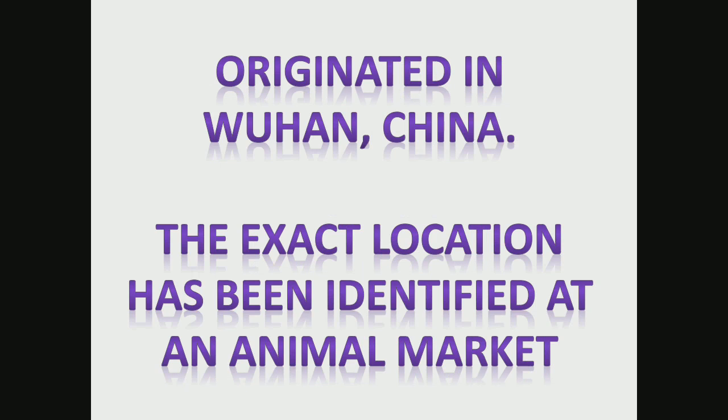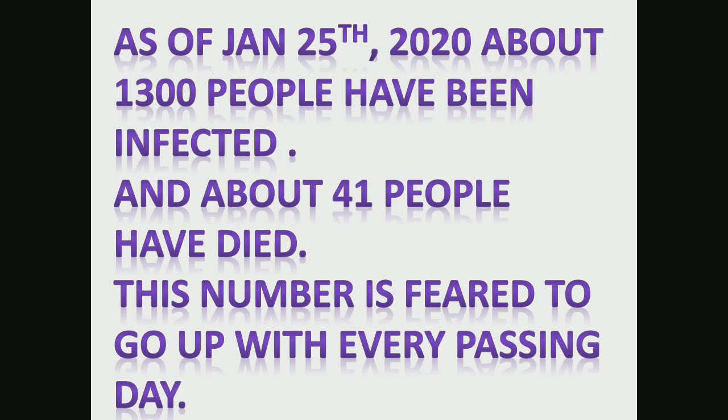This, as you know, has originated in Wuhan, China. The date has been identified as the last date of last year, that is 31st December 2019. The exact location has been identified as an animal market in Wuhan, China. As of January 25th, 2020, about 1,300 people have been infected and about 41 people have died. This number is feared to go up with every passing day.